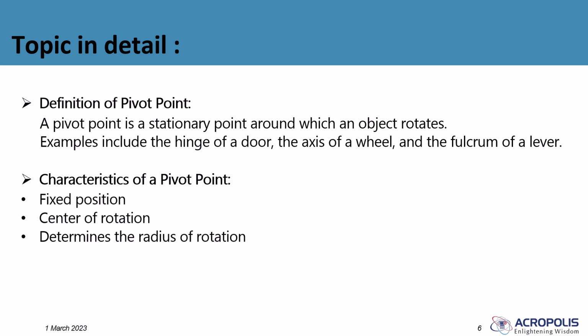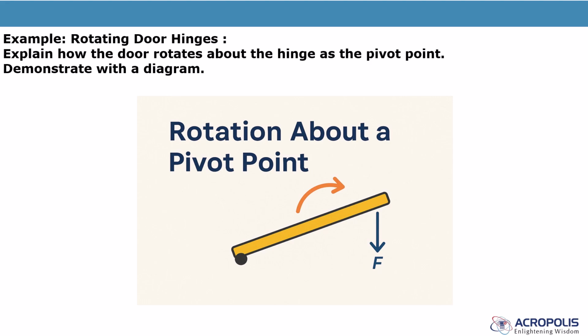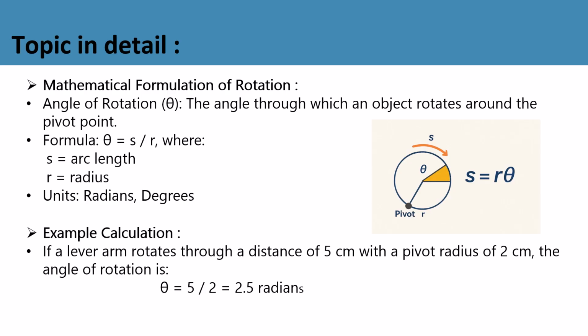The characteristics of a pivot point are that it is a fixed point, the center of rotation, and that it determines the radius of the rotation. One example of a pivot point is a rotating door hinge. You can see in the diagram how a door rotates around its hinge.